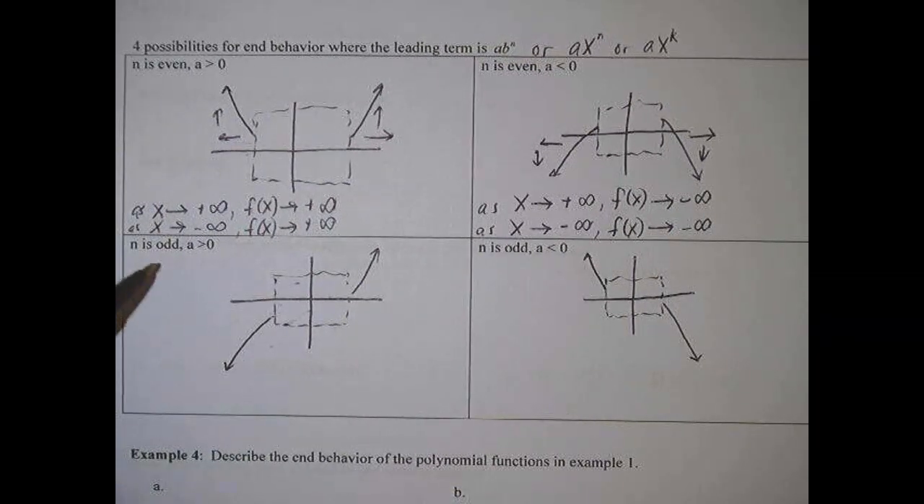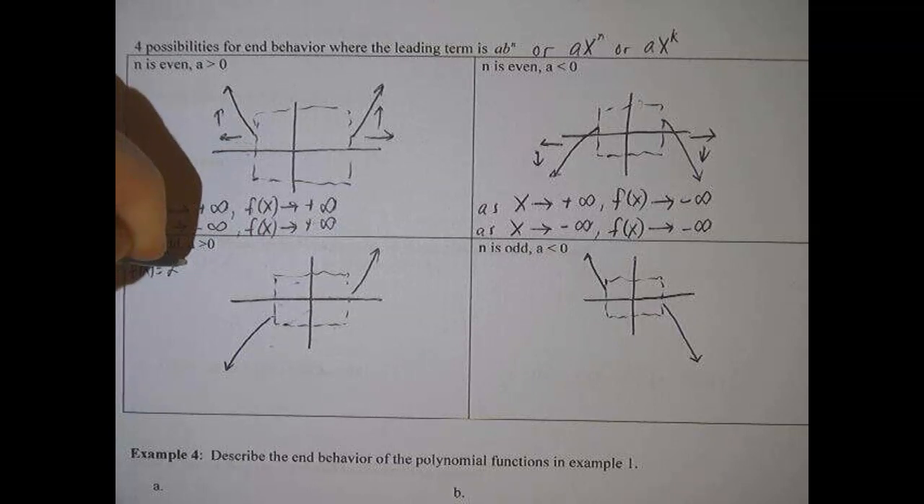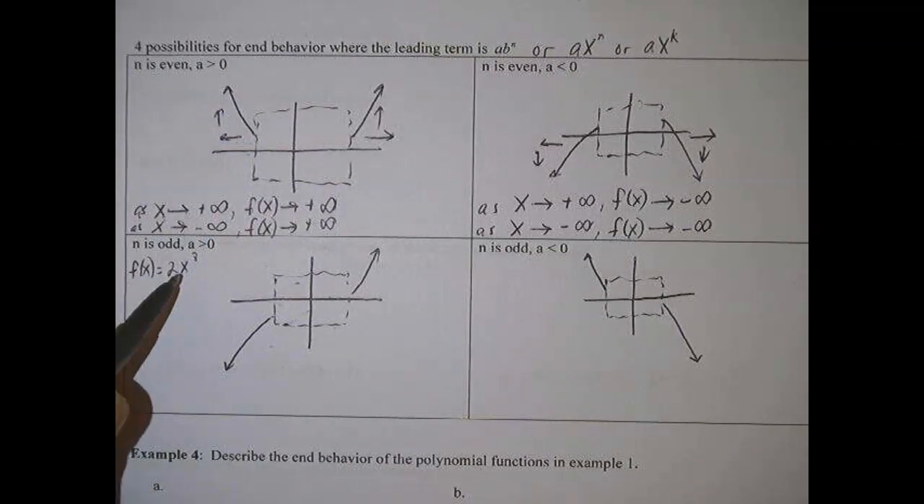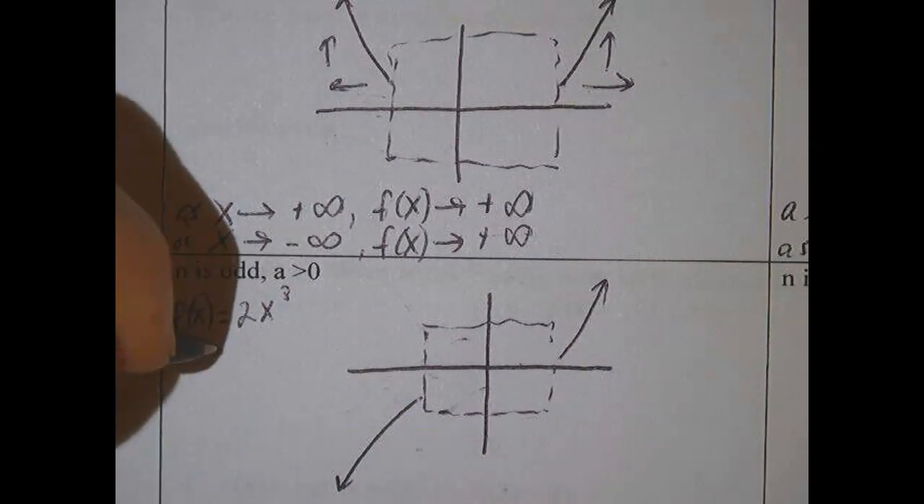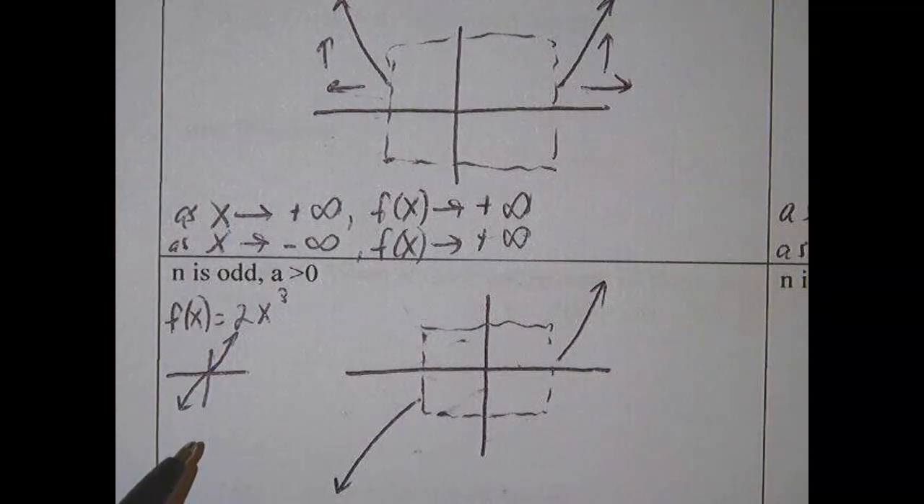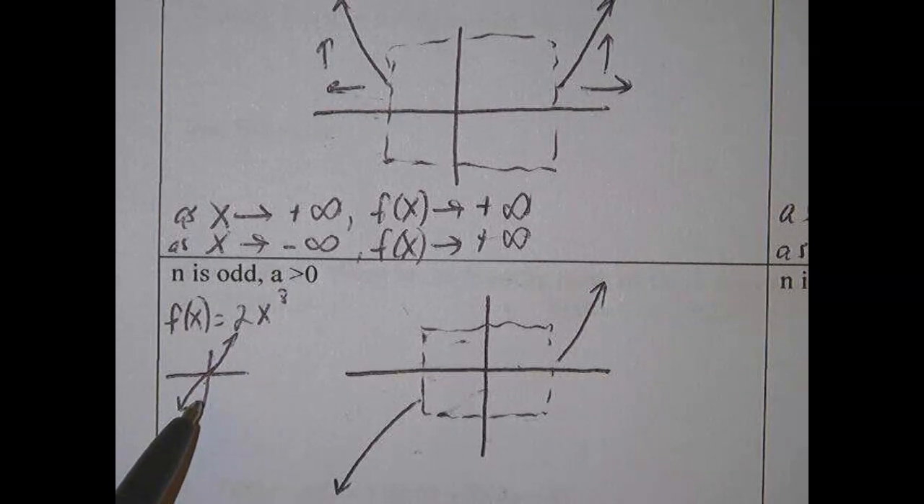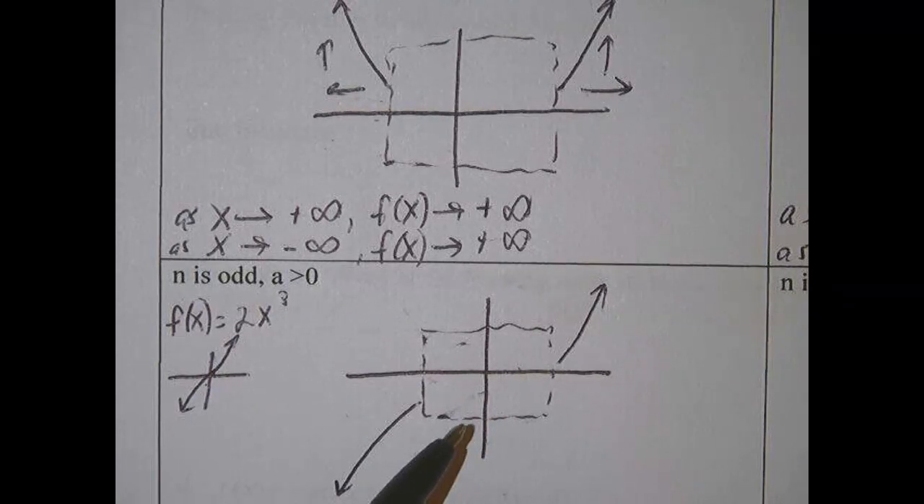So just in case there's any confusion here, if n is odd and a is greater than 0, we might have, for example, f of x equals, how about 2x to the third, something like that. Well, we know what that looks like. It's a parent function. So it goes up here, it goes down here. Now, the only difference is we're not focused on the middle. We're only focused on the first term. If this were the entire function, that's what the graph looks like. But with polynomial functions, there could be a lot of turning points, local maxes and mins in between here.